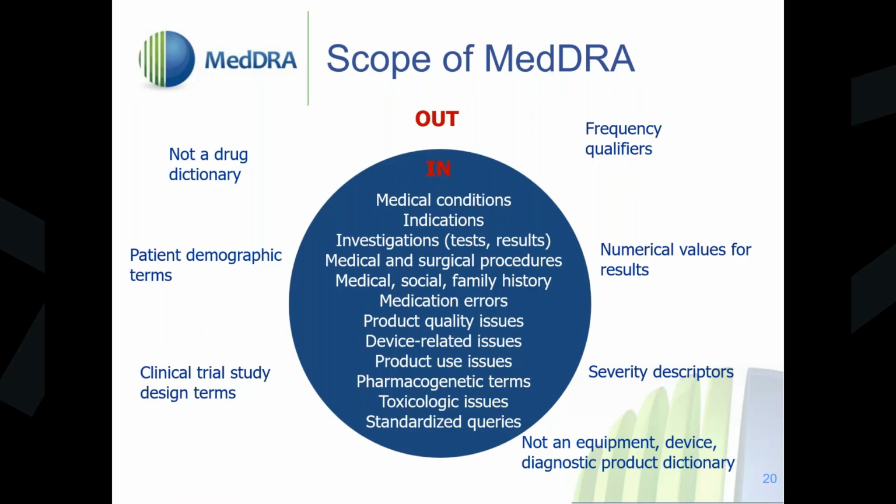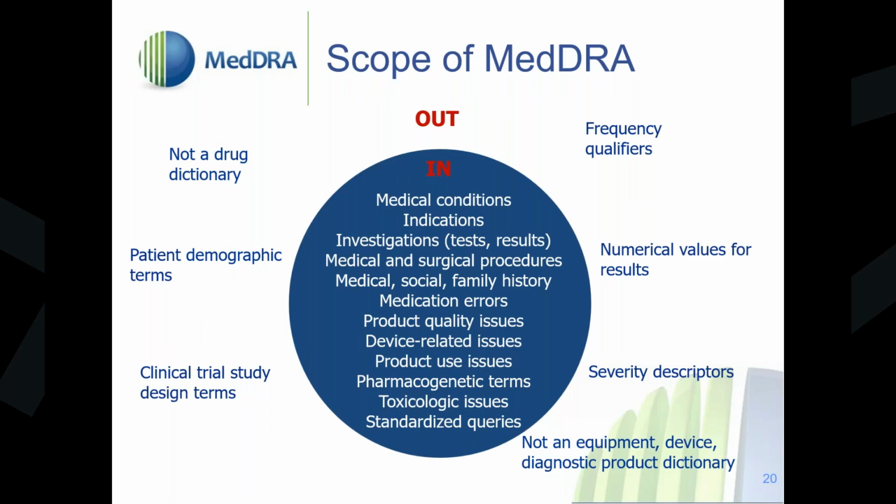Other examples of items outside of the scope of MedDRA are frequency qualifiers. Like you're not going to see something where they had headache 12 times. They had a frequent occurrence of this particular condition or rare occurrence of this particular concept. But there are a few exceptions also, like you might find the qualifier intermittent available in MedDRA.